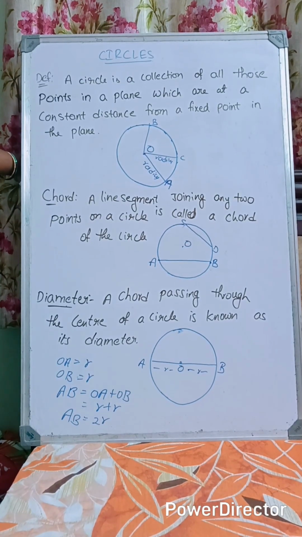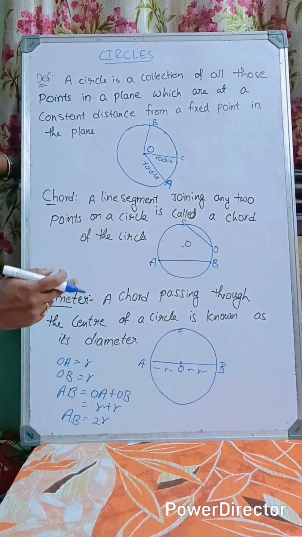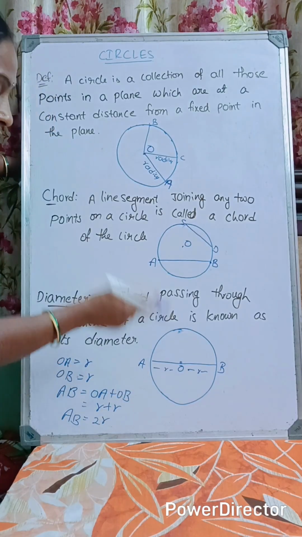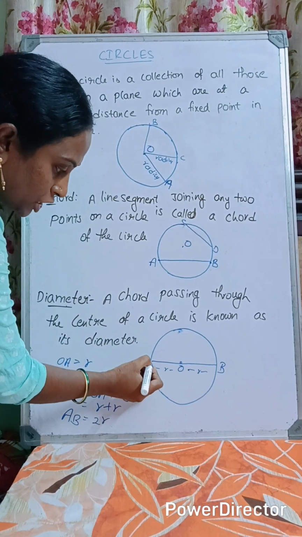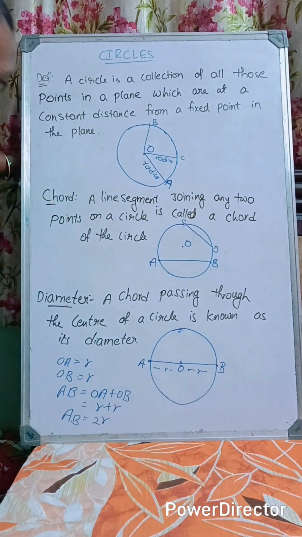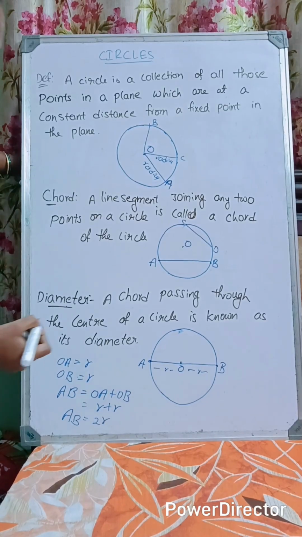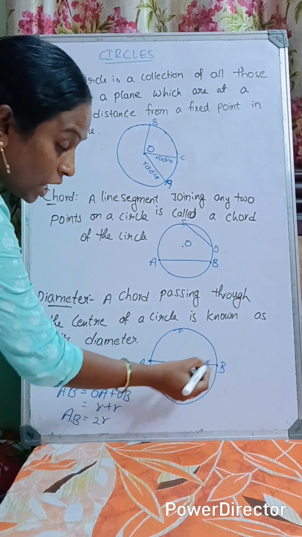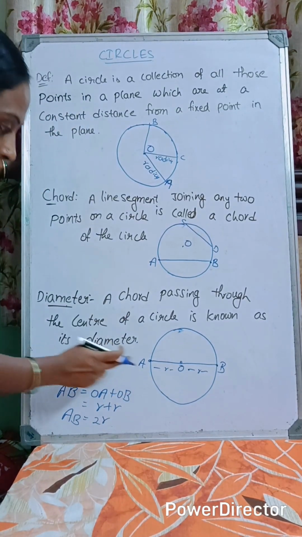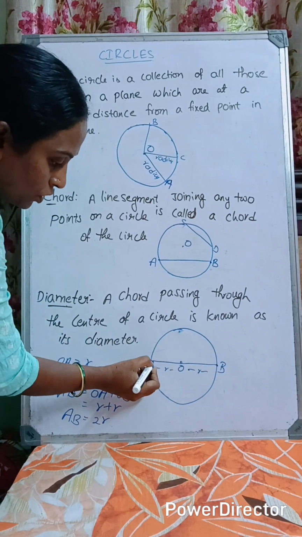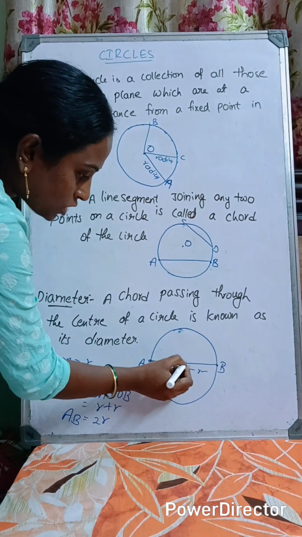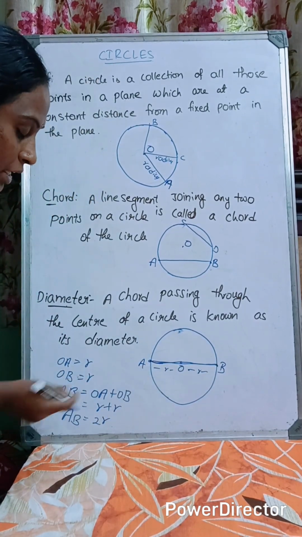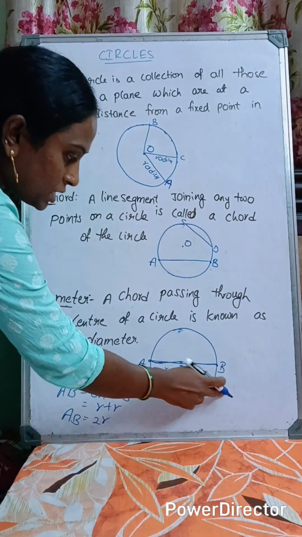Next one, diameter. What is the diameter? It is also one of the chords, but a chord passing through the center of a circle. Joining any 2 points on the circle, we say it is a chord of the circle, but here it is passing through the center. A chord passing through the center of a circle, it is called what? The diameter of the circle.